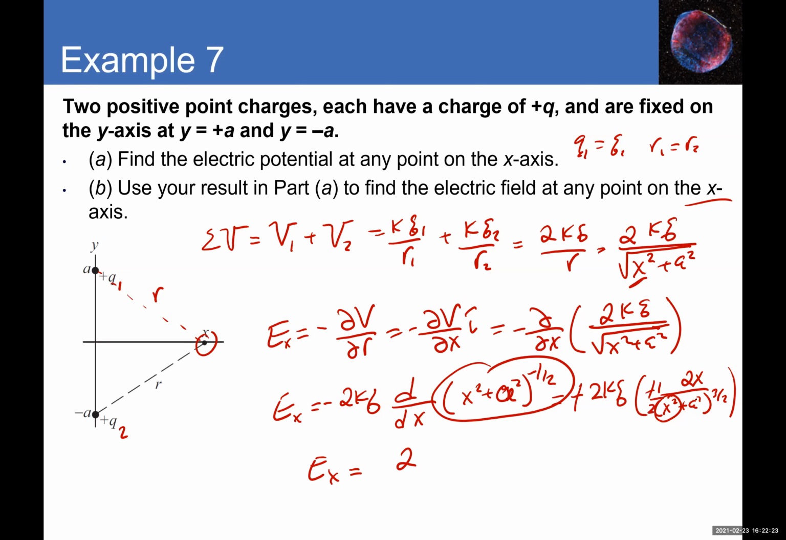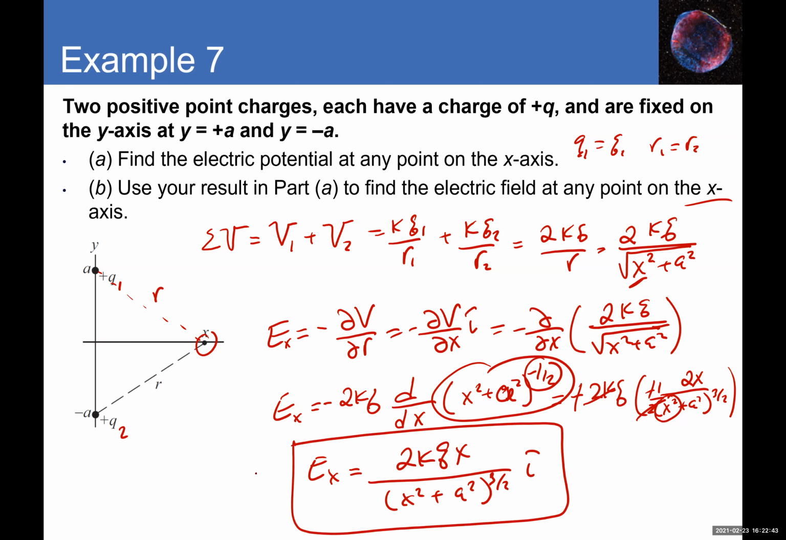I'm forgetting there's also a 1/2 factor over there, and that 1/2 cancels with the 2. So the electric field is kQx over x squared plus a squared to the 3/2, in the i hat direction. That's the electric field at that position. Again, what we did here was take the derivative of x squared plus a squared to the negative 1/2 and use that to find the electric field, because we took the derivative of the potential as a function of x.